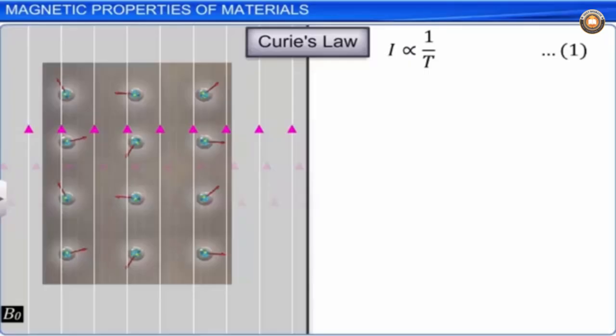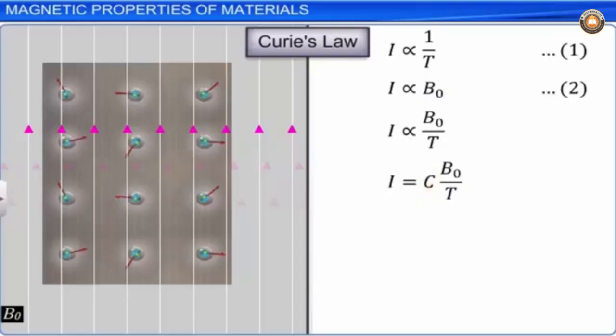That is, I is directly proportional to B0. Let this be equation 2. By combining equations 1 and 2, we get I is proportional to B0 by T. This equation can be written as I is equal to C into B0 by T, where C is the proportionality constant. Let this be equation 3.